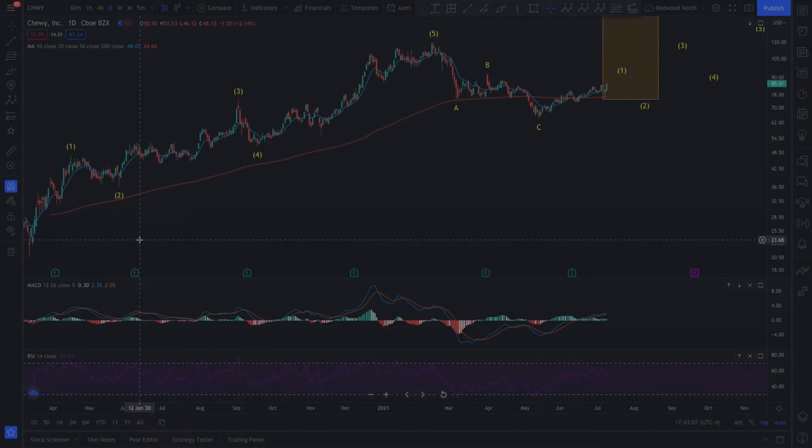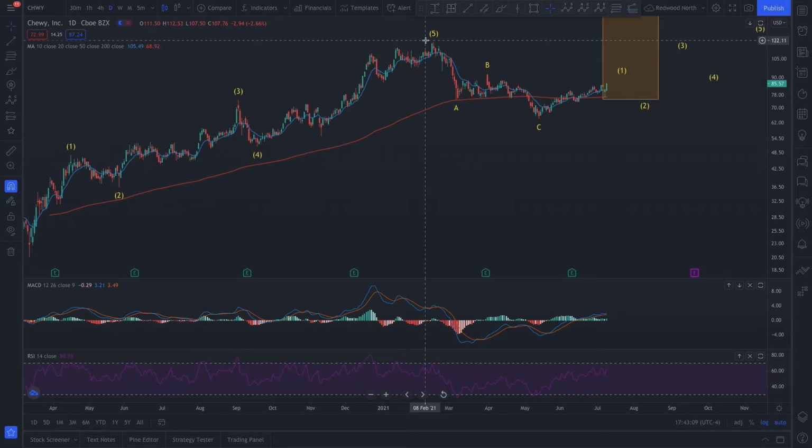All right, so CHWY here had this 1, 2, 3, 4, 5, and then this real big A, B, C correction here on Elliott wave. And now it appears to be forming the first wave back higher, and then eventually it'll bounce down and up and down and up. That's assuming this is all correct, right? And also if you come down here to the MACD and the RSI, both of these are kind of on the high side a little bit.